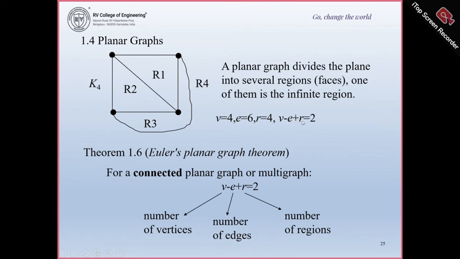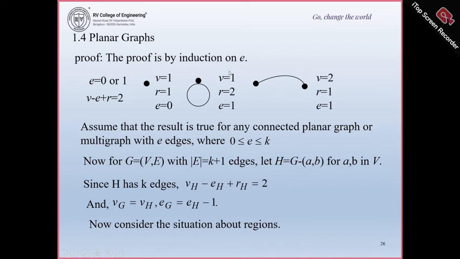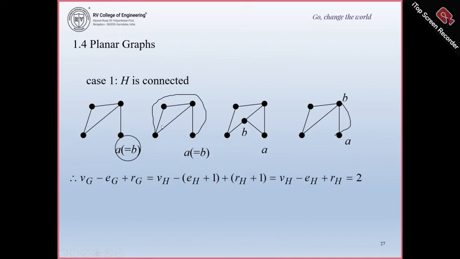If you transfer these two to the right hand side, R will be equal to E minus V plus 2. This we call Euler's formula. For any connected planar graph or multigraph, the number of vertices minus the number of edges plus the number of regions is equal to 2. The proof you can see.